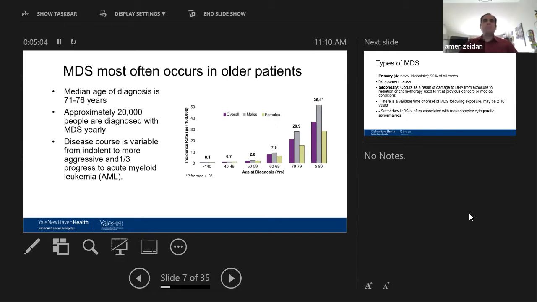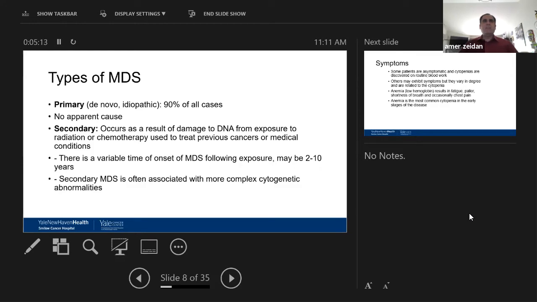and it can become more aggressive in some patients, where it can progress to acute myeloid leukemia, and this happens in around one-third of patients. So you might hear that you have what we call a de novo or idiopathic MDS or secondary MDS. So what does that mean?